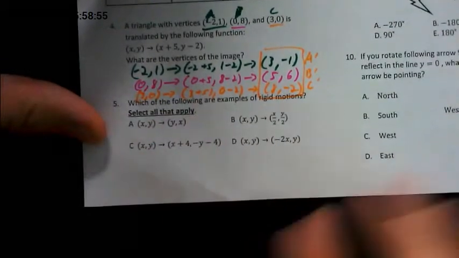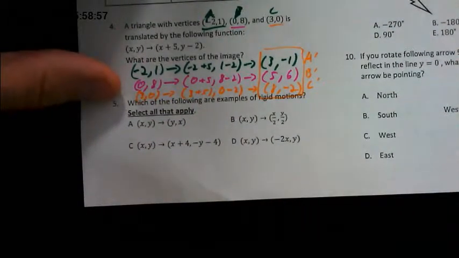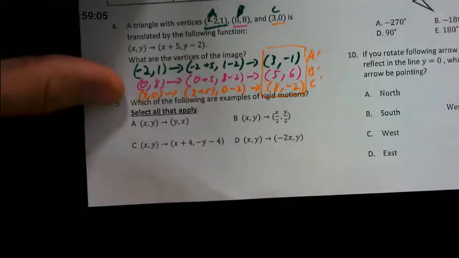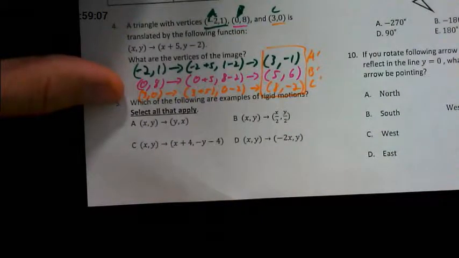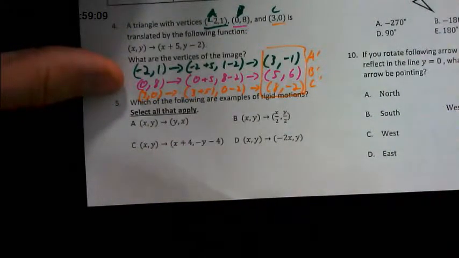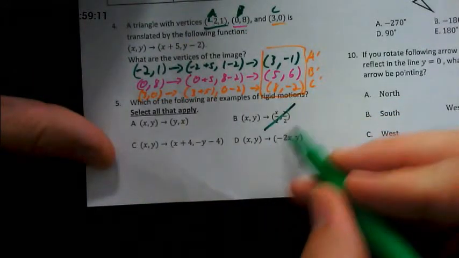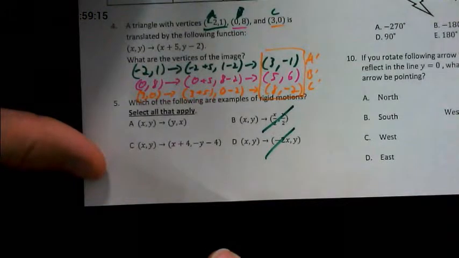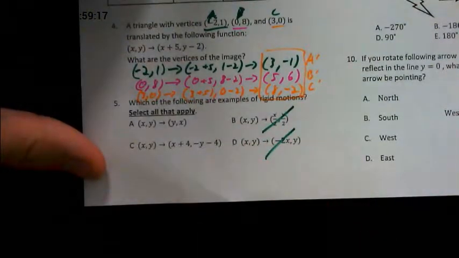All right. Going down to 5. Which of the following are examples of rigid motion? So again, if you divide or multiply by a number that's not 1, it doesn't work. So which ones can I throw out right away? B and D. They multiply and divide by a number that wasn't 1. So those are changing in size.